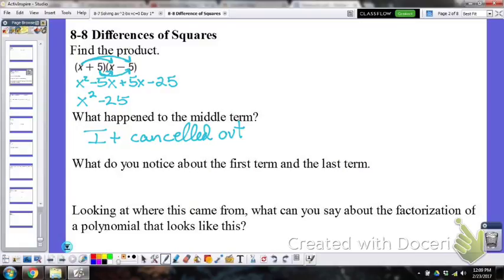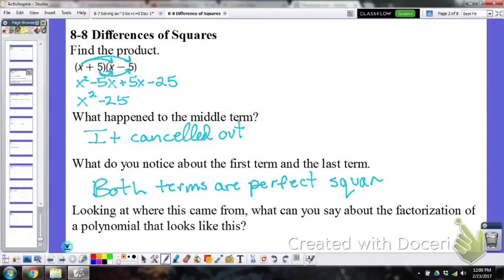And what do we notice about the first term and the last term? Well, if I look at the first term, it's x squared. Of course, that is a perfect square. But if I look at the negative 25, that is also a perfect square. So both terms are perfect squares.